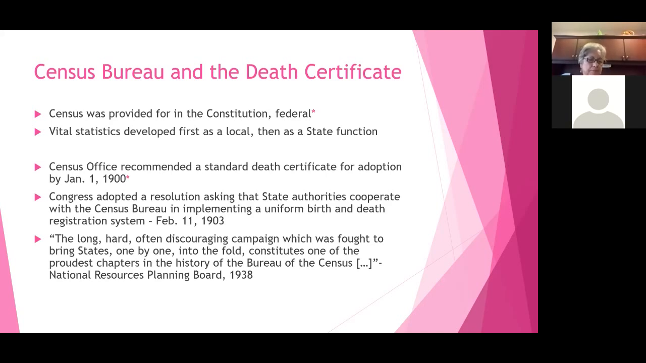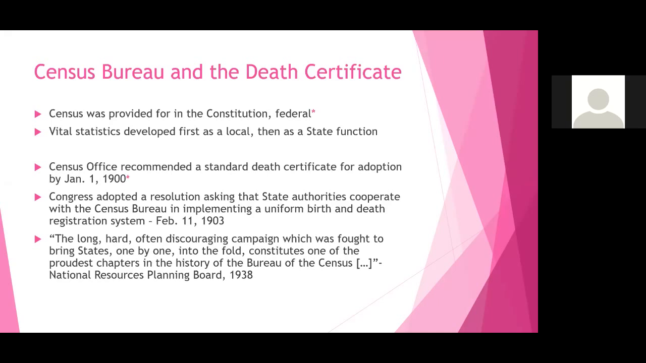But by January 1st of 1900, the Census Office recommended a standard death certificate for everybody across the board. It didn't happen as easily as that. 12 states adopted it in full by the deadline, and then 2 states and the District of Columbia adopted it in part, and 71 major cities and other states adopted it in full or with revisions.